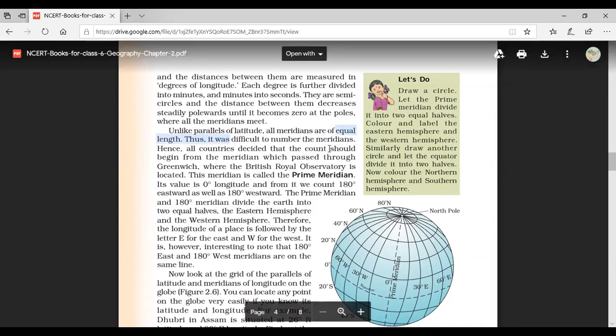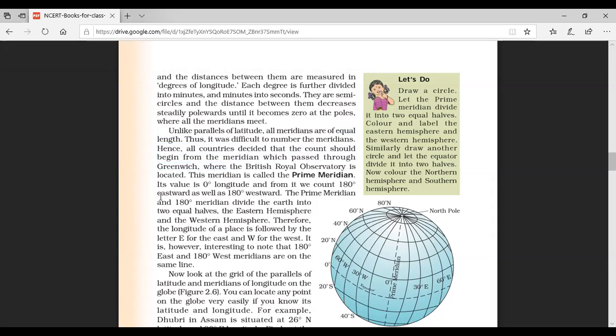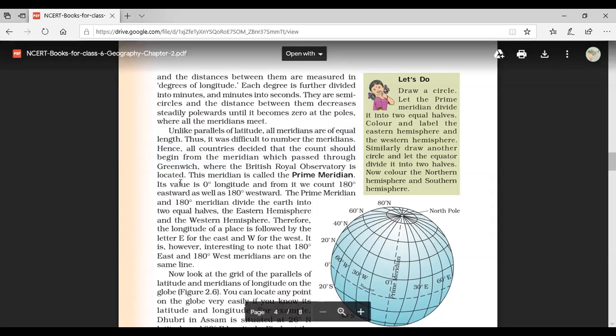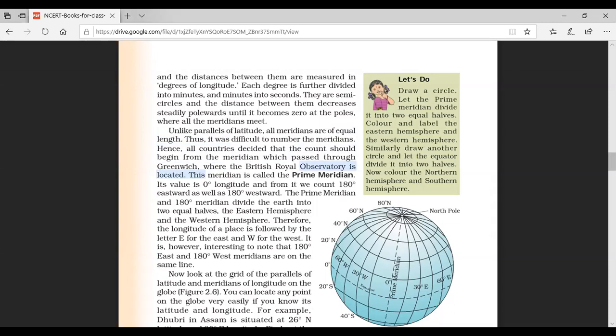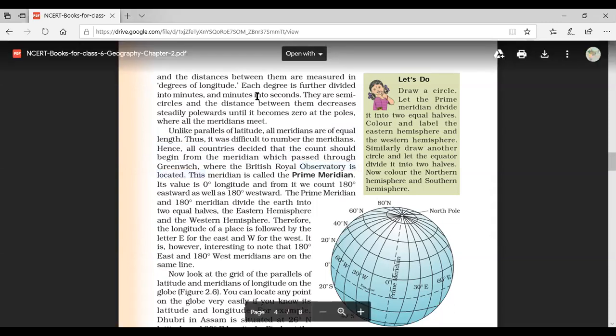Hence, all countries decided that the count should begin from the meridian which passed through Greenwich, where the British Royal Observatory is located. The meridian is called the prime meridian. It was difficult for them to decide where we should take a central point, which longitude should be considered as 0 degree, because in latitude you consider the equator as 0 because it totally lies at the center. But it's not the same with the longitudes. There's no one particular longitude which lies at the center.